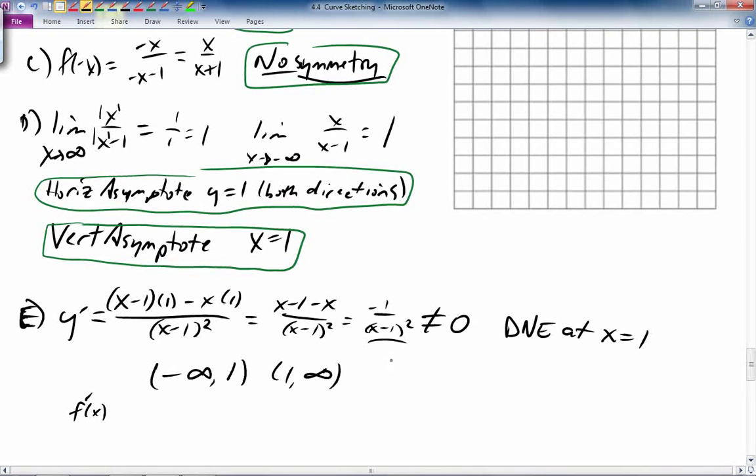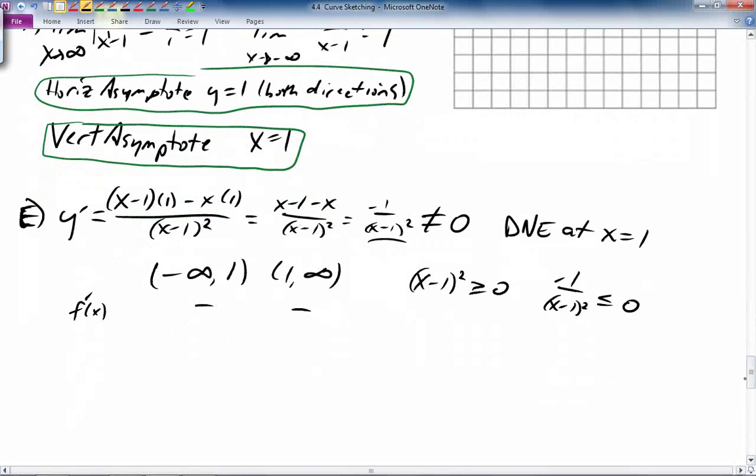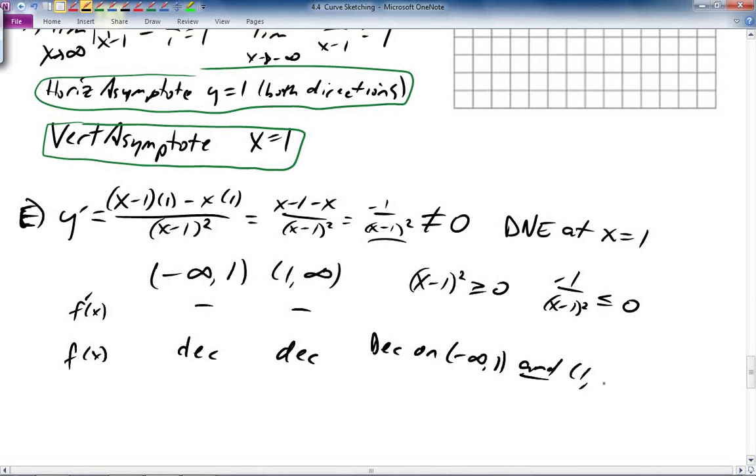Well, what do we notice about that? X minus 1 quantity squared will always be greater than or equal to 0. It cannot be negative. So negative 1 over x minus 1 quantity squared will always be less than or equal to 0. It will always be negative because we have a negative over a positive, assuming that we don't have a 0 in the denominator. So both of these are negative, which means in both cases the original function is doing what? Yes, it is decreasing. So our answer is the function is decreasing on negative infinity to 1 and on 1 to infinity.